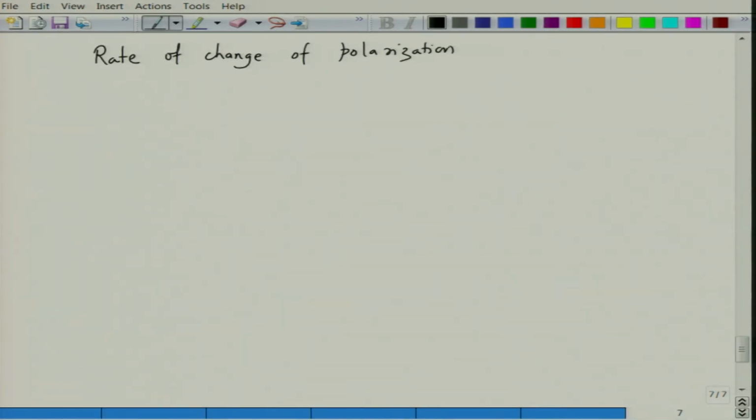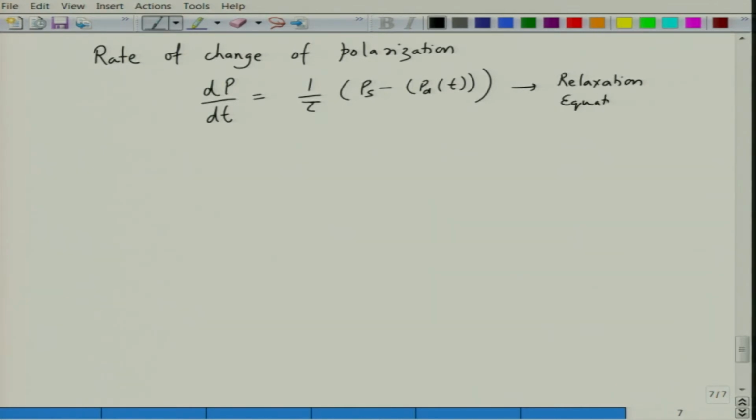We write the rate of change of polarization as dP by dt is equal to 1 over tau into Ps minus Pd t. So, where 1 over tau is basically a proportionality constant, and this equation is called the relaxation equation, or basically it will come to be as time constant tau, okay, which is the proportionality constant.